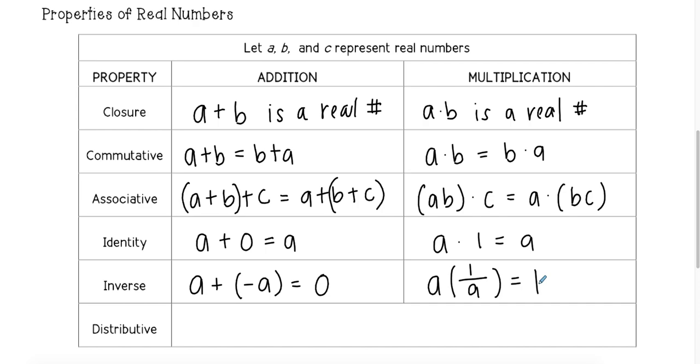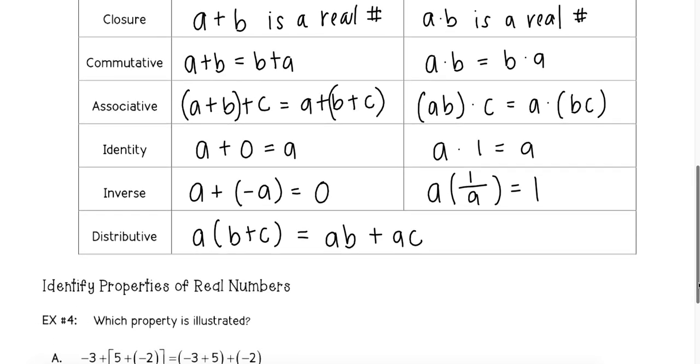And then our distributive property here. Distributive would be A times B plus C. We need to distribute to everything inside of the parentheses. So I'd get A times B plus A times C. And we're actually going to add one more little one right underneath here. The last one is called your zero property. And the zero property says anything times 0 equals 0.